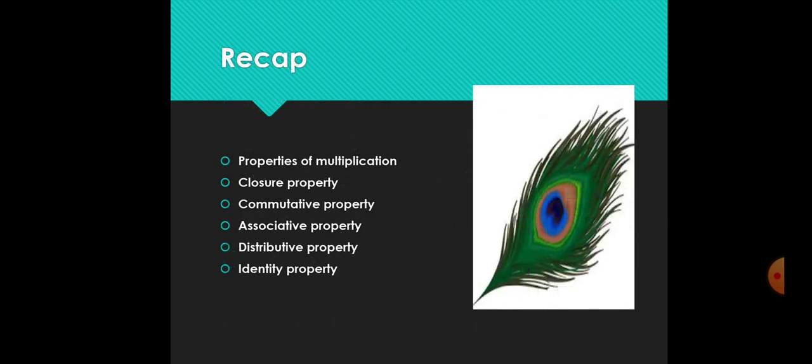Now recap. Properties of multiplication. What did we learn today? Closure property, commutative property, associative property, distributive property and identity property of multiplication. Closure property: if a and b are whole numbers, then their product is also a whole number. Commutative property: we change the order of numbers, the product remains same. Associative property: we can group them.